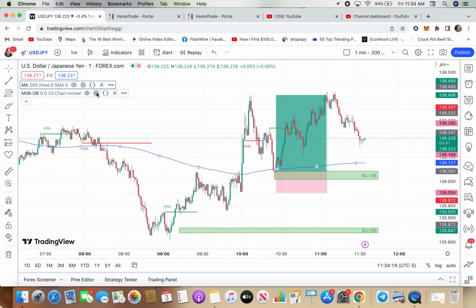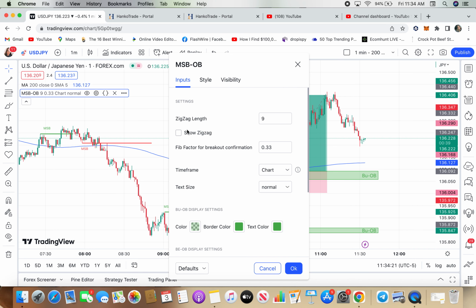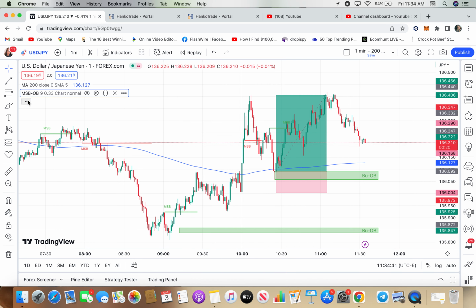And then your market structure and order block one. I take off the zigzag; I guess it can show you higher highs, lower lows, stuff like that. Chart time frame, leave it on chart, because it does only go to 5 minutes here, and then it starts there. So leave it on chart. It'll work on the 1 minute chart. Text size normal. You can pick your colors, doesn't matter. And that's it.